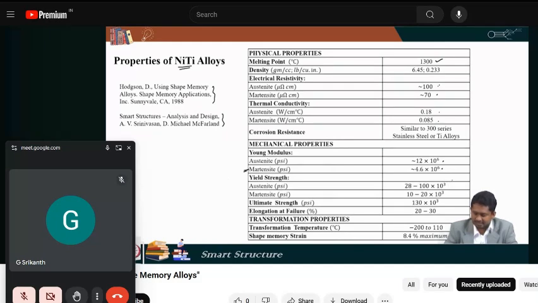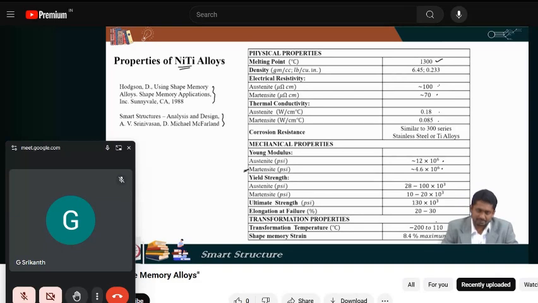Yield strength in austenite is 28 to 100 into 10 to the power 3 psi. Martensite it is 10 to 20. If we talk about ultimate strength, it is 130 into 10 to the power 3. Elongation at failure is 20 to 30%. And we have transformation properties, transformation temperatures minus 200 to 110 degree centigrade. We will see what this transformation temperature means. And shape memory strain, as we saw, these alloys can recover around 8% of strain.